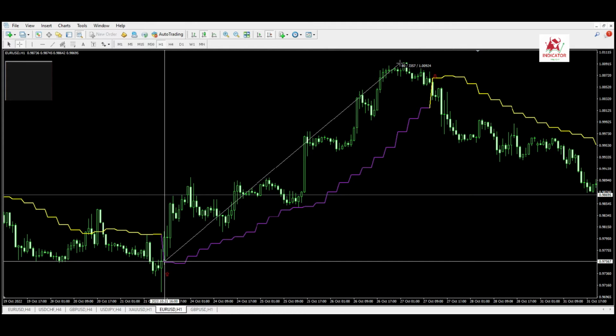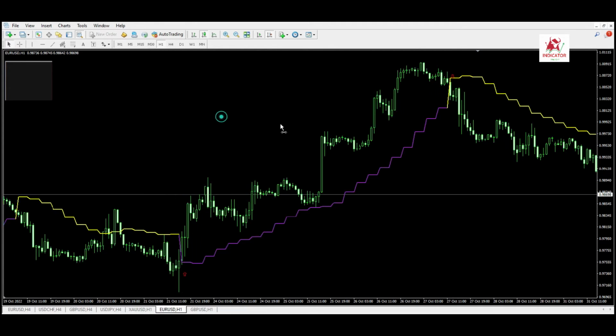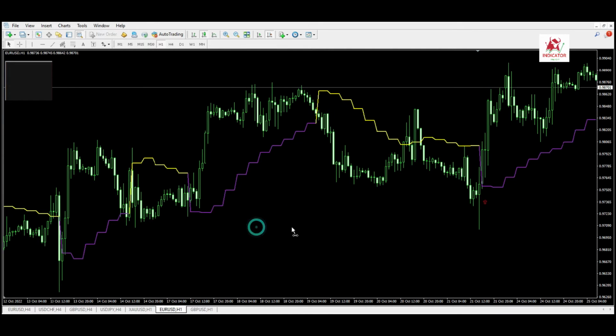If the filter goes against you, then it is time to exit. Also, the filter indie will help you decide if it's a good time to get in. As a rule of thumb, do not trade against the filter indie. It is there for your protection.